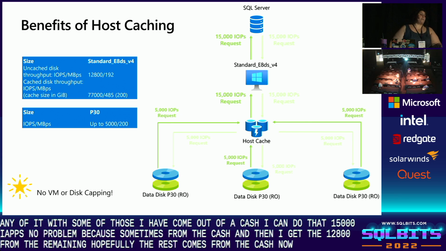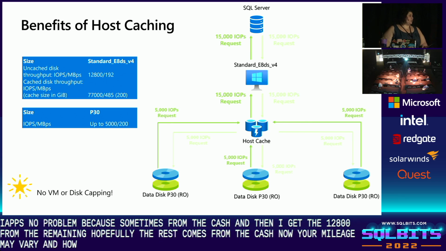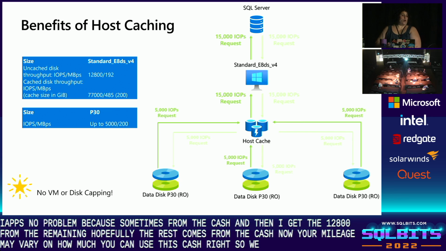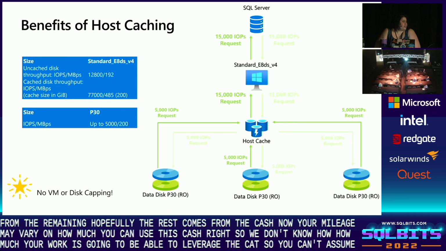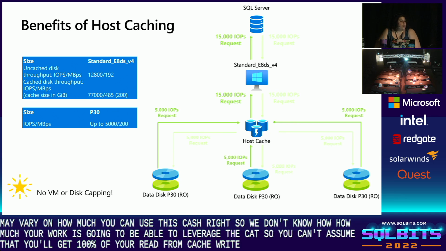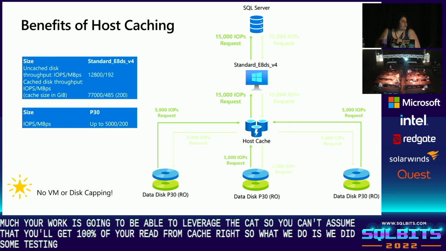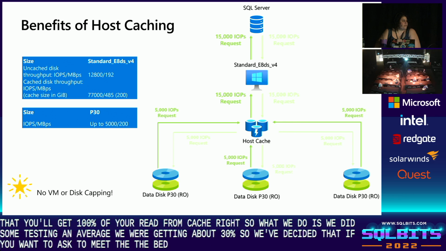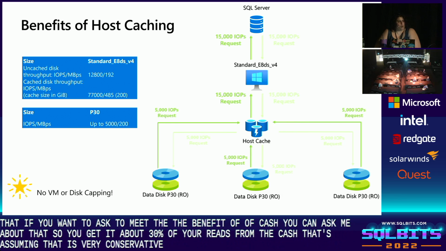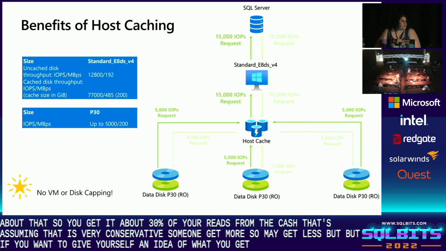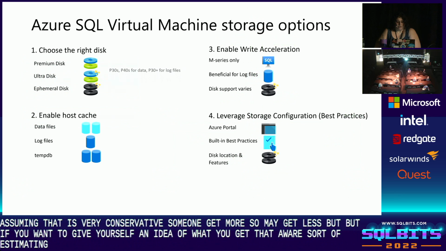Now, your mileage may vary on how much you can use this cache, right? So we don't know how much your workload is going to be able to leverage the cache. So you can't assume that you'll get 100% of your reads from cache, right? So what we do is we did some testing, and on average, we were getting about 30% bump. So we've decided that if you want to estimate the benefit of cache, you can estimate about, let's say you get about 30% of your reads from the cache. Let's assume that. It's pretty conservative. Some will get more, some may get less. But if you want to give yourself an idea of what you'll get, that's what we're estimating, okay? So let's tie all this together.